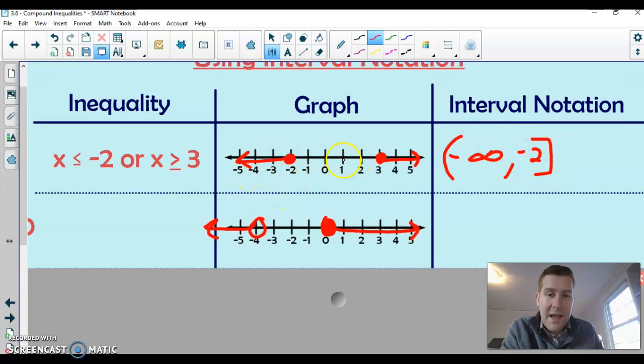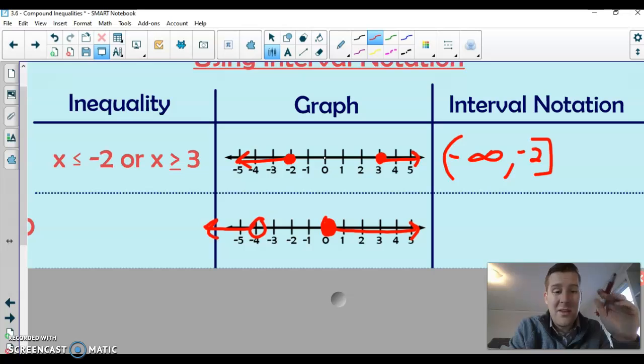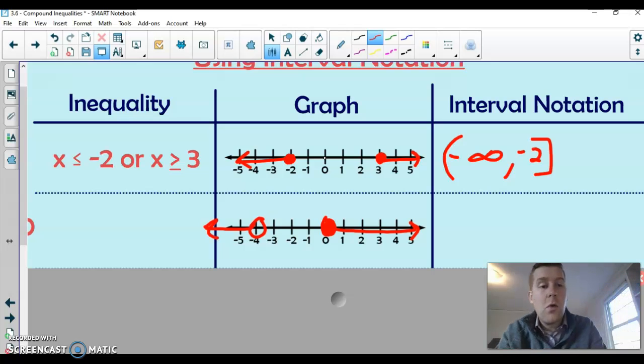Then we have a gap in our solutions. There are two ways we can do this. You can either put a U that represents the union. We haven't talked about that too much. Or just write the word or in between, where that gap is. And now our solutions are starting again at 3.